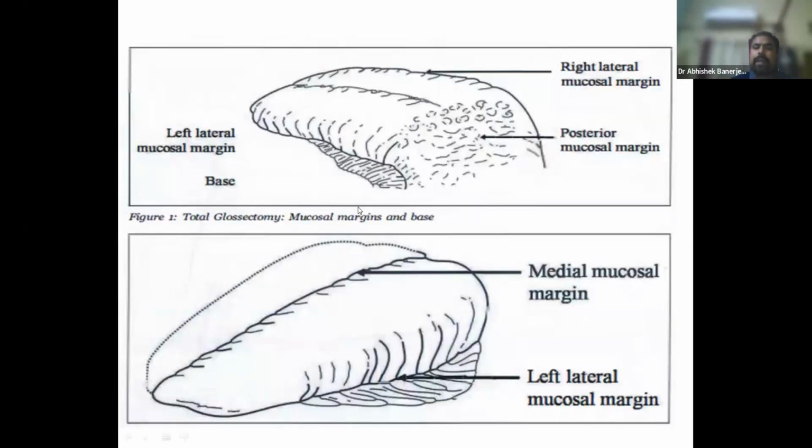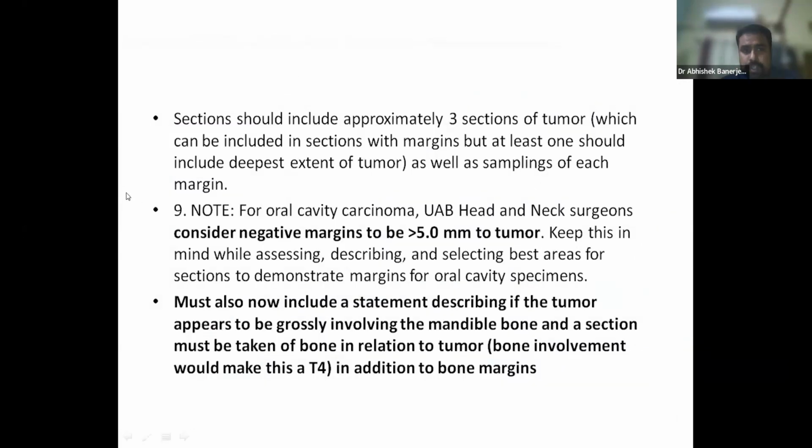So this is, again, the orientation. See, the tongue is divided into left lateral, right lateral, mucosal margin, posterior mucosal margin. So these are all the things which you can actually do. Sections should include approximately 3 sections of the tumor, but you can go for more. Then you can consider the negative margin, that is 5 mm. So this is more than 5 mm. But yes, you can make a note of the exact dimension, and that is also mentioned in the CAP protocol.